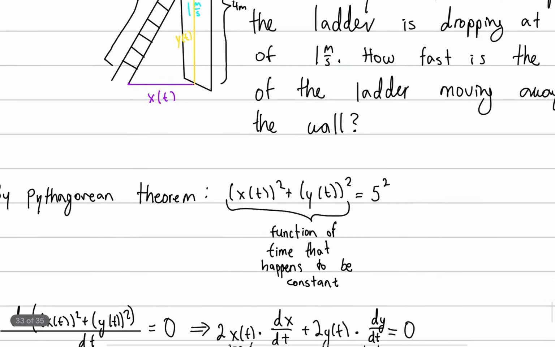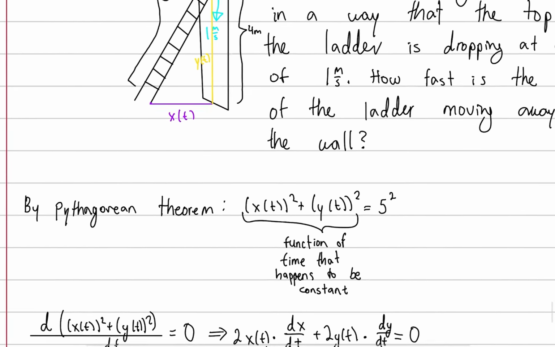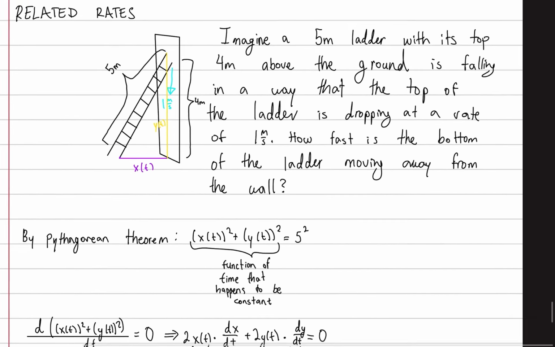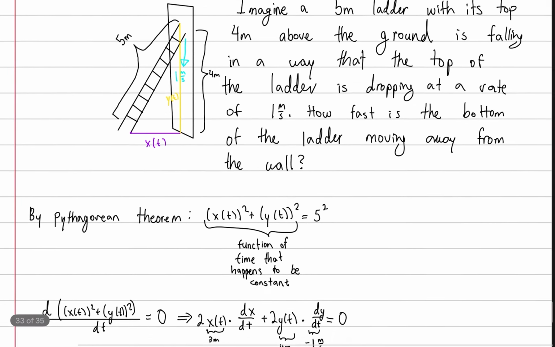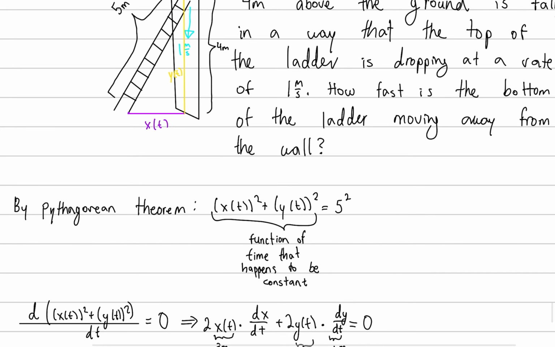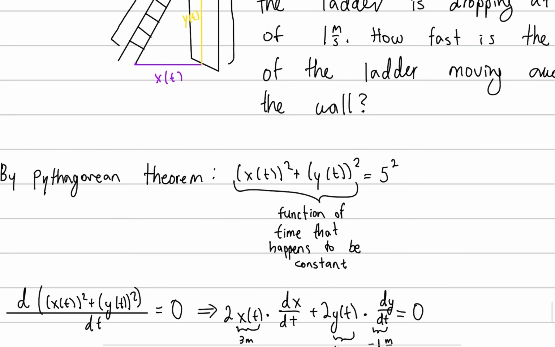Now the left side happens to be a function of time, and the right side happens to be constant, right? 5 squared. But how do we want to proceed? Well, since we're talking about rates and we know some rates and we have a function of time, we can differentiate it.